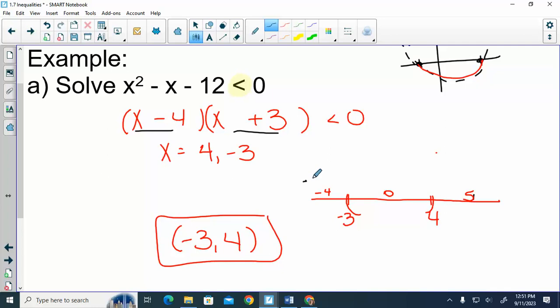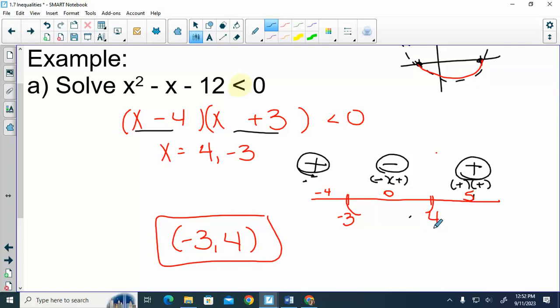-4 plus 3, is that positive or negative? Negative. And if you multiply a negative and a negative, what do you get? So that tells me every number less than -3 makes this thing positive. If I put in 0, 0 minus 4 is negative, 0 plus 3 is positive, and negative times positive is negative. If I put in a 5, 5 minus 4 is positive, 5 plus 3 is positive. If you multiply 2 positives, you get positive.